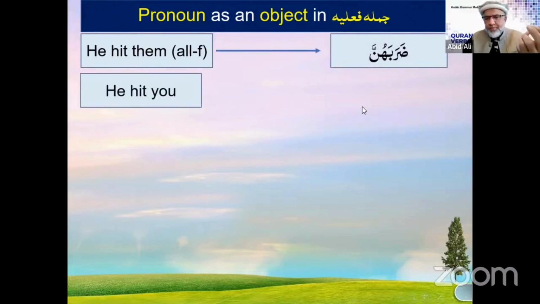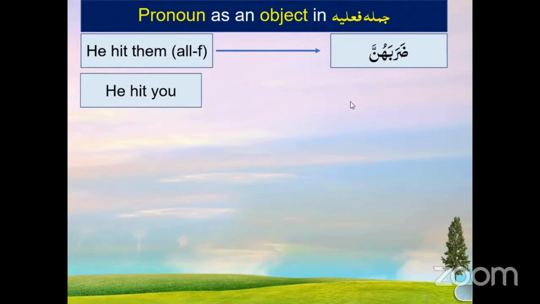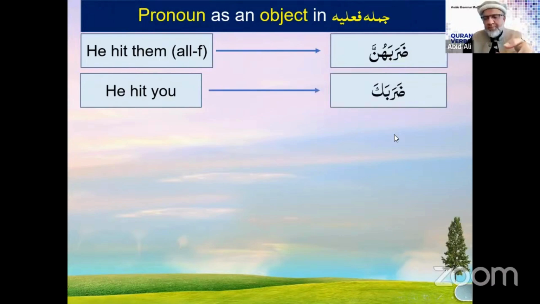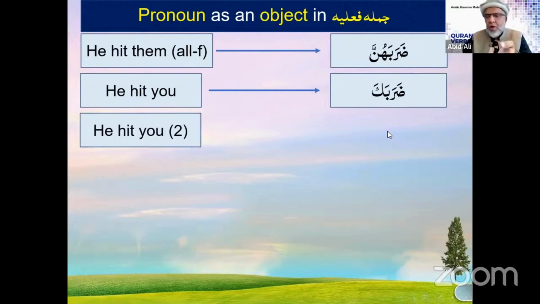Sister Anjum, you're next. He hit you, male. Darabaka. Very good. By now you can see what is happening. Daraba is the fail and file, and the ka is the attached pronoun for the maful, which means you.